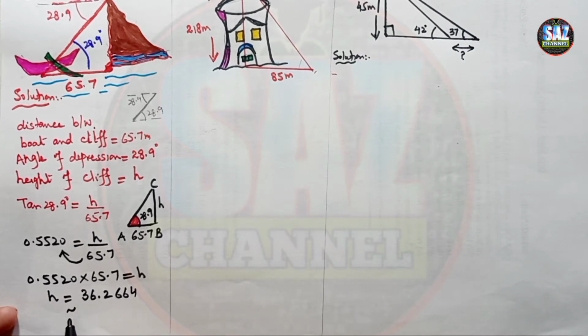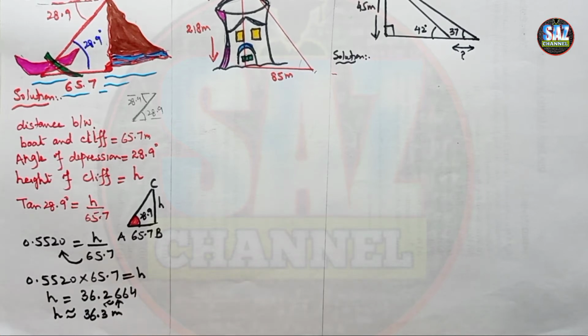0.5520 multiplied by 65.7 gives me h equals 36.2664, and as we have to give the answer to three significant figures, we have to focus our attention on the fourth digit. This is 6, more than 5, so I will drop that digit and add 1 to the previous one, so the height will be 36.3 meters. I hope you are clear about this question.